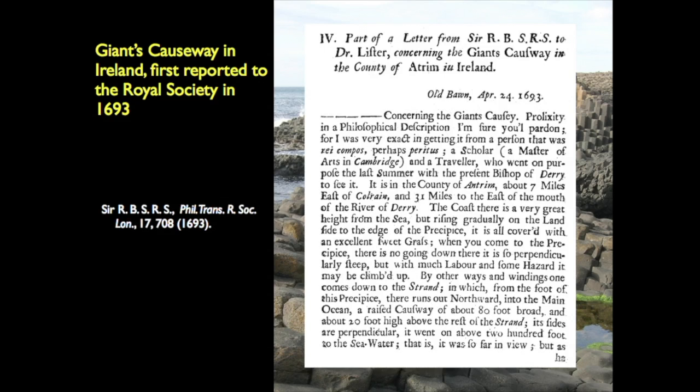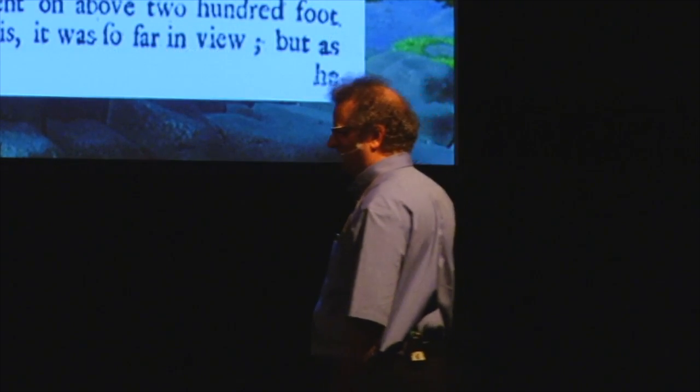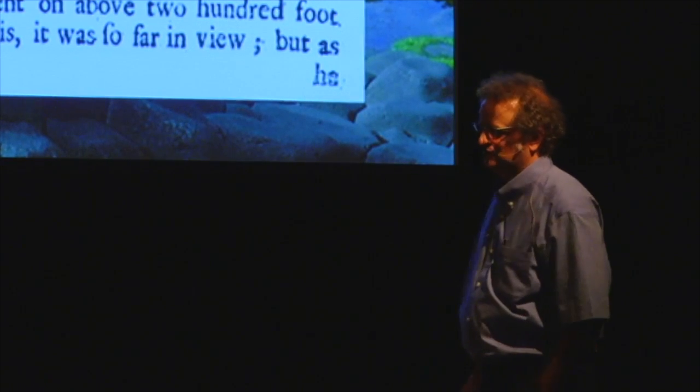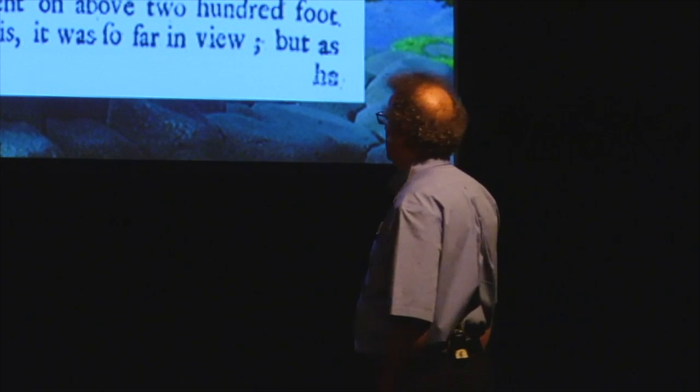And it's written by Sir R.B., SRS. In those lovely far-off days, gentlemen scientists were so chummy that they didn't even have to put their names on their publications. And for a long time, we had no idea who Sir R.B., SRS was. And eventually it was tracked down. His name is Sir Richard Bulkeley, Scottish Royal Society is what it actually stands for.